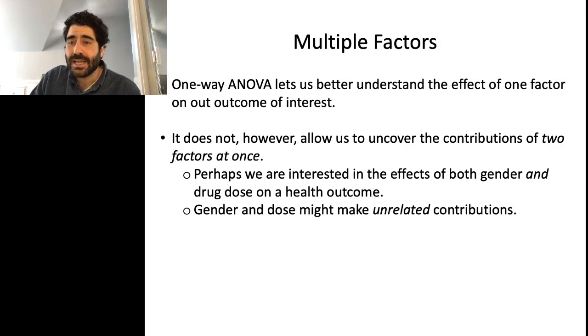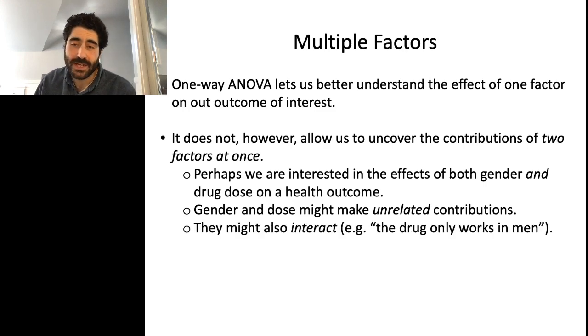And it might also be the case that there's some kind of interaction between these two things, right? So maybe in order to predict your health outcome, we need to know gender and drug dose at the same time, and we need to make some kind of prediction that's actually specific to a combination of those things. We can't just add up a separate contribution from gender and dose.